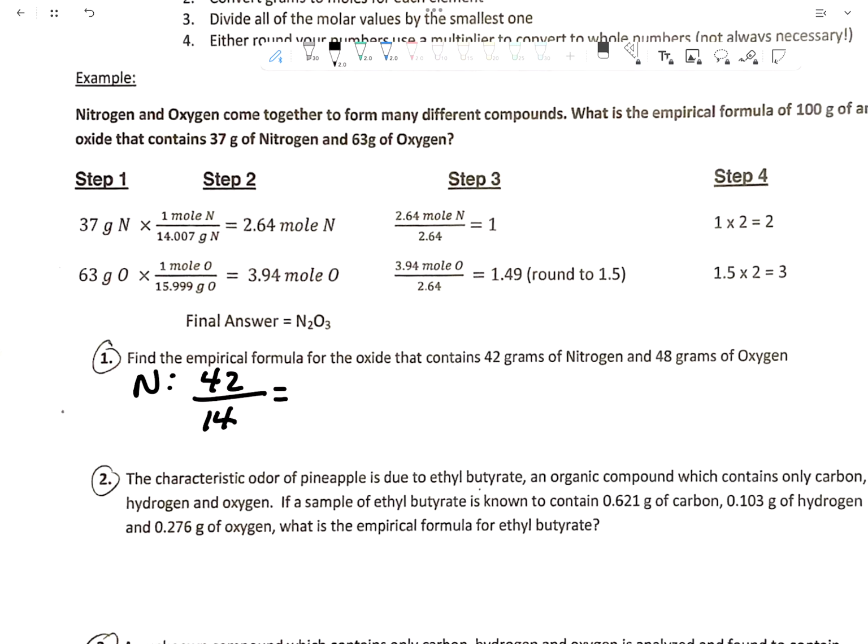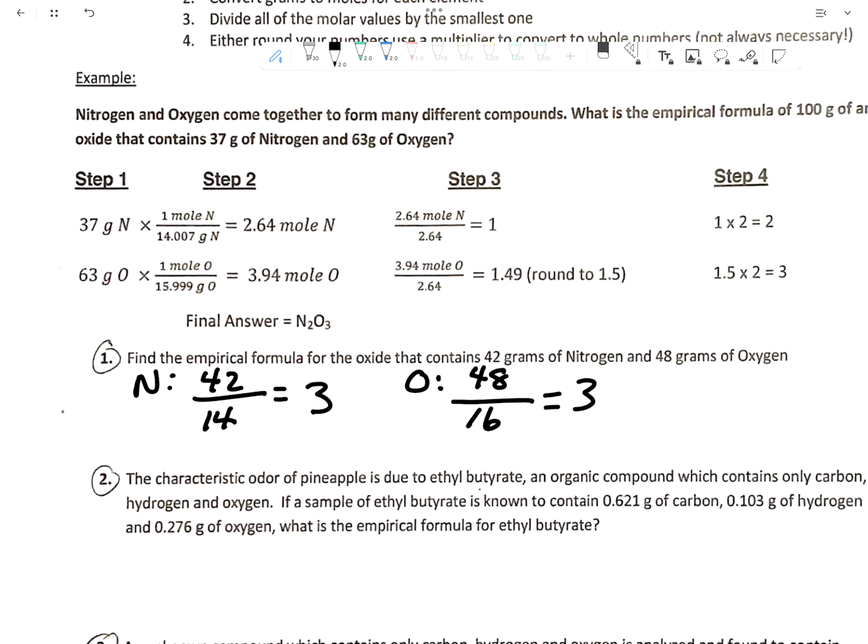42 divided by 14, we get 3. Okay? And then if we work with the oxygen, the mass of the oxygen here is 48, and its molar mass is going to be 15.99. We'll round that up to 16 just for our purposes here. And 48 divided by 16 happens to be also 3.